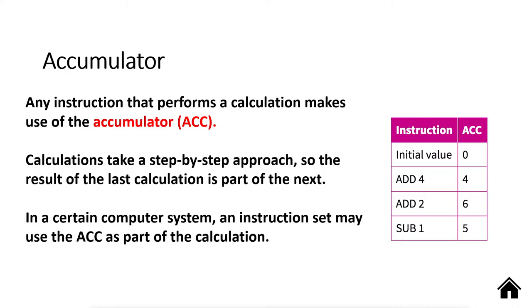For example, on the right-hand side there, the initial value is 0. We add 4 to it, it becomes 4. We add 2. It takes what's already in the accumulator and adds 2 to it to become 6. And then we subtract 1, it becomes 5. Very simple assembly language there.